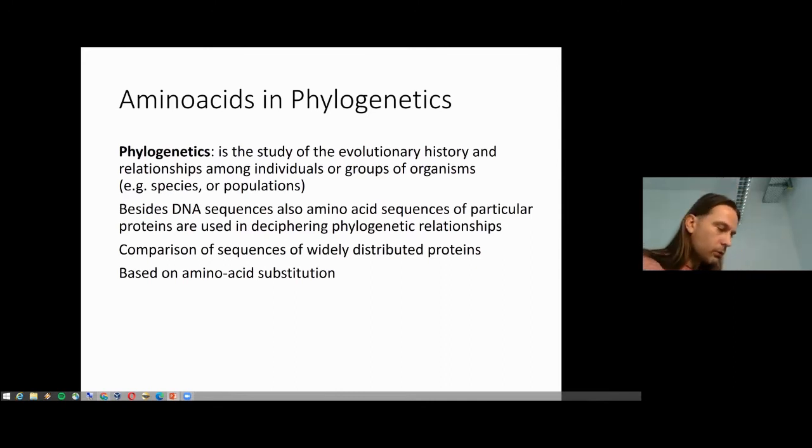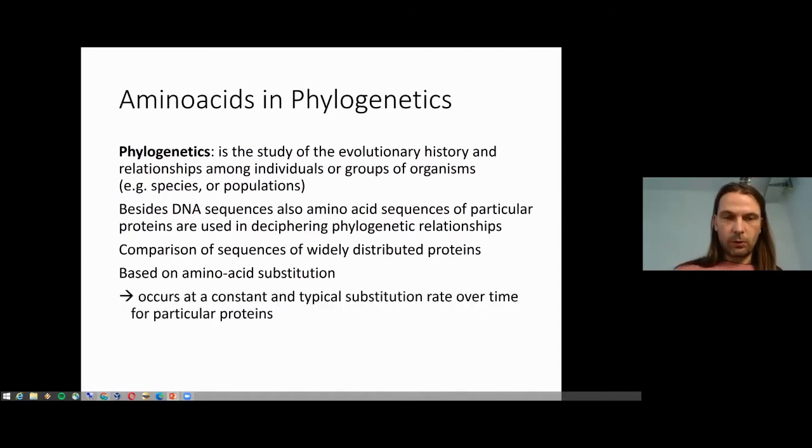And why can we do this? Because similar to mutations, which we will soon talk about, which change a DNA sequence, there's what is called an amino acid substitution. So one amino acid is being substituted once in a while. And this occurs at constant and typical substitution rates in particular proteins. And if you know the substitution rates, and you compare the sequence of amino acids for a particular protein from different organisms, you can reconstruct the history of their relationships.